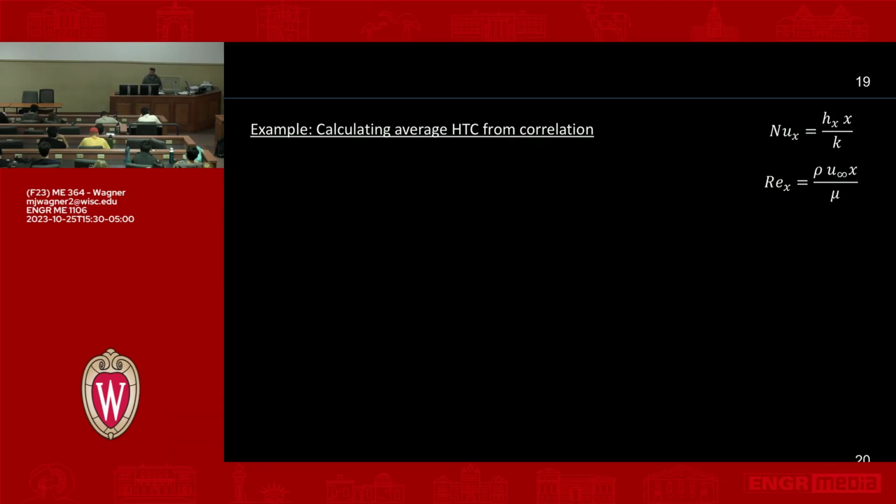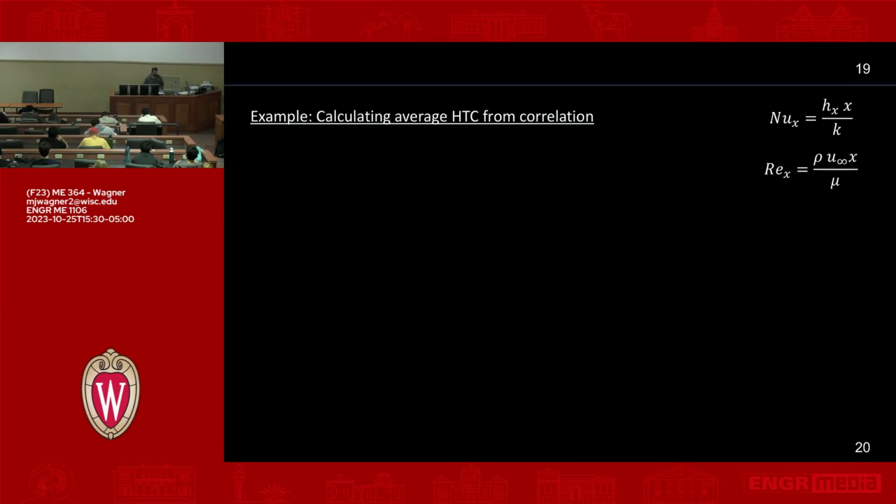Okay, so computing the average heat transfer coefficient from a correlation. The first thing to note is that if I want the average heat transfer coefficient, h bar, that is going to be equal to the length-weighted integral, 1 over L, integral from 0 to L of the local coefficient, hx dx. Okay?